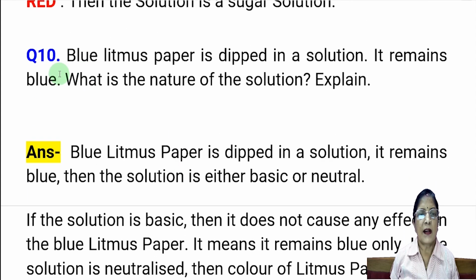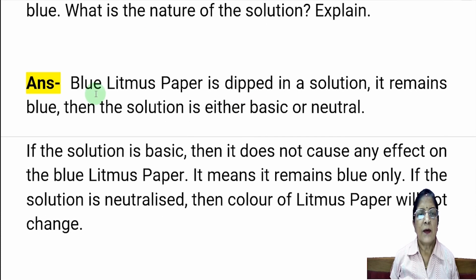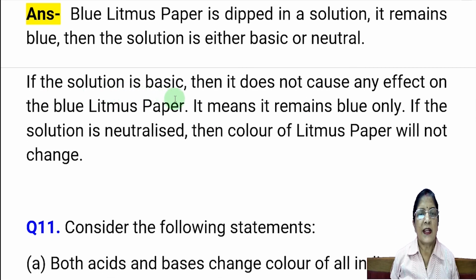Now question number 10. Blue litmus paper is dipped in a solution. It remains blue. What is the nature of the solution? Explain. Answer. Blue litmus paper is dipped in a solution. It remains blue. Then the solution is either basic or neutral. If the solution is basic, it does not affect the blue litmus paper. It means it remains blue only. If the solution is neutral, the color of the litmus paper will not change.